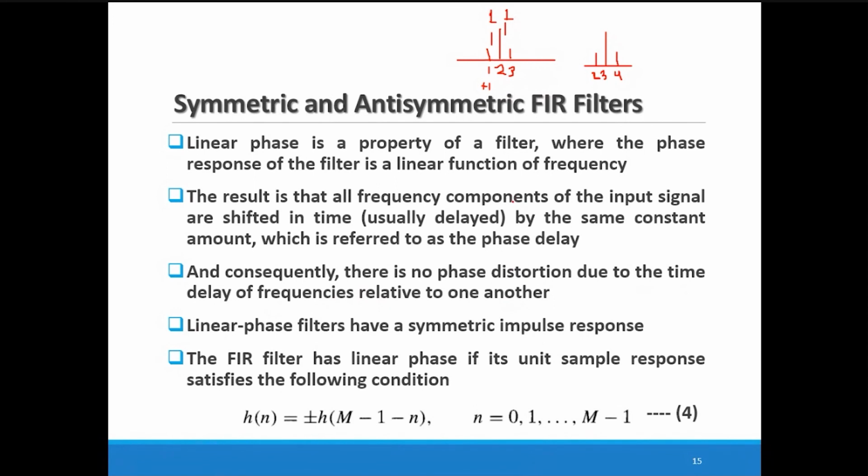Now, instead of locations 1, 2, 3, these same components are available at locations 2, 3, 4, but their relative distances are still intact. They are just shifted, so there is no phase distortion due to the time delay of frequencies. Their locations are only shifted, but they do not create any phase distortion, because their relative distances, or relative frequencies, are still maintained at the same values.